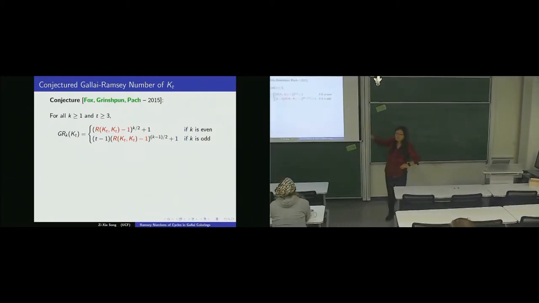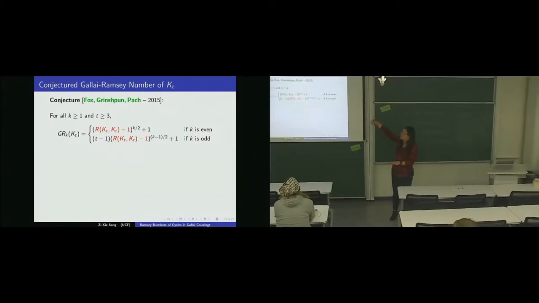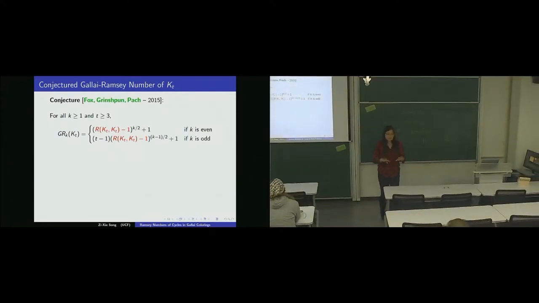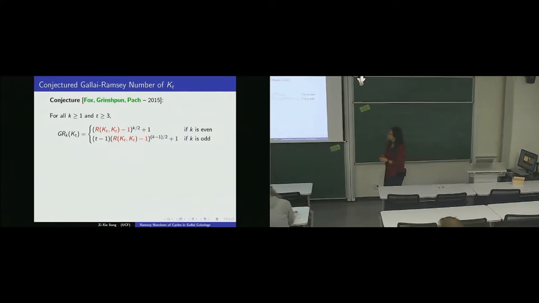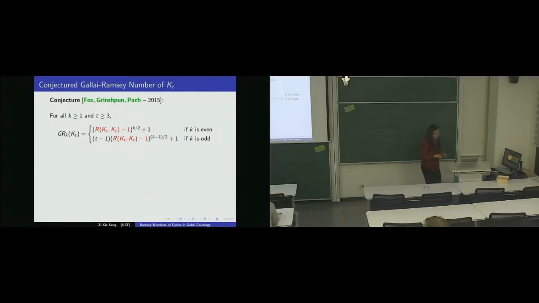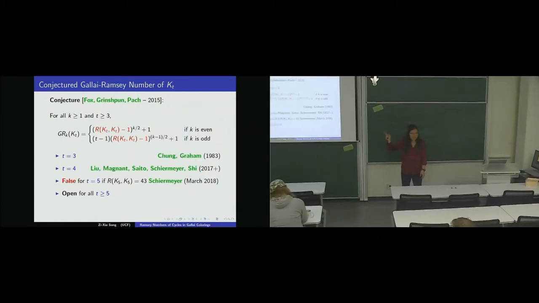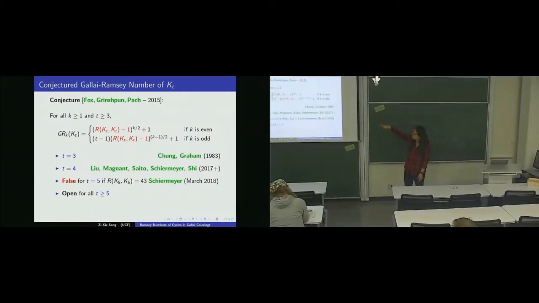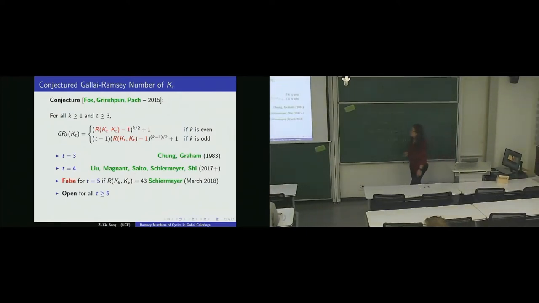Now you can follow exactly the construction I showed you a moment ago for any K_t, and they behave. So for K3, I take two copies. Now you can take t minus one copies of this one. This conjecture is due to Fox, Grinshpun, and Pach. For this conjecture, t equals 3 is known, and t equals 4 was solved in 2017. I think the paper is accepted for publication now.